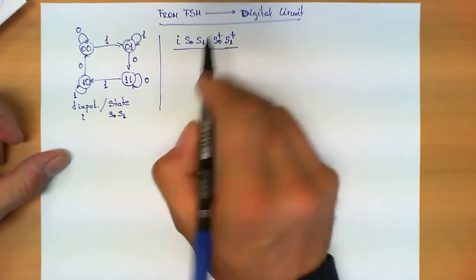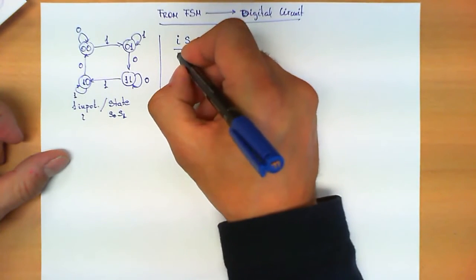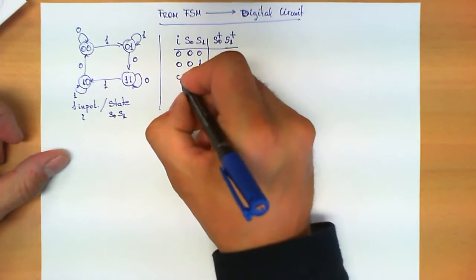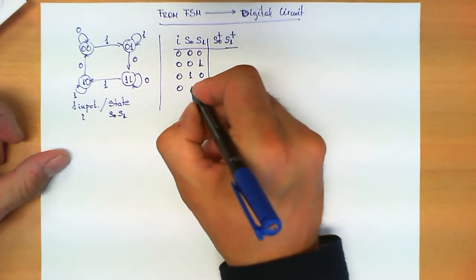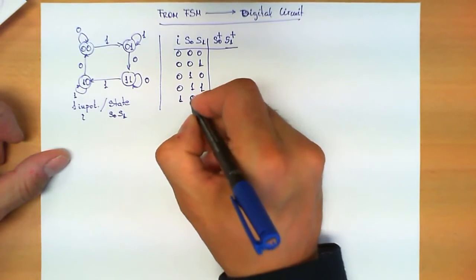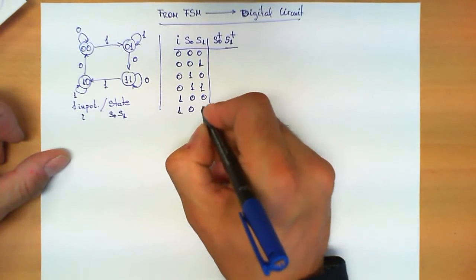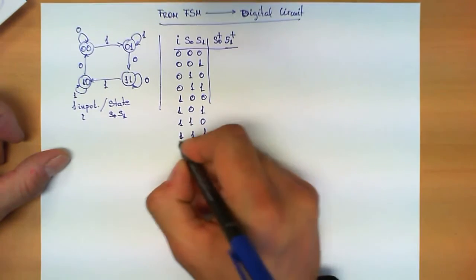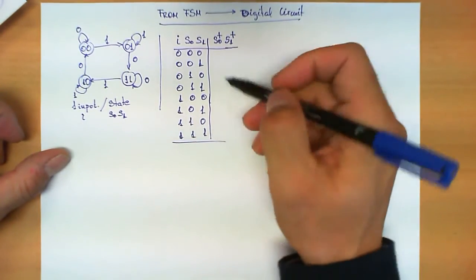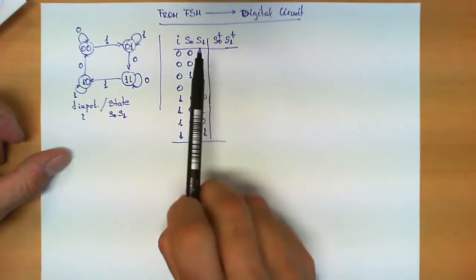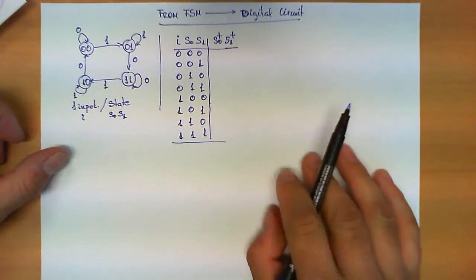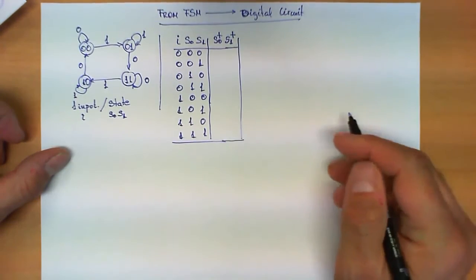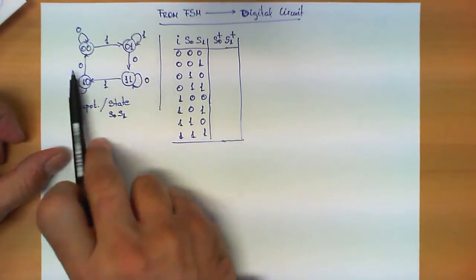Since we have 3 Boolean variables here, we need to write 8 combinations: 0 0 0, 0 0 1, 0 1 0, 0 1 1, 1 0 0, 1 0 1, 1 1 0, and finally 1 1 1. So these are the 8 possible situations when we consider input and current state. And now we have to derive the values of the next state. And we derive this simply by looking at this diagram.